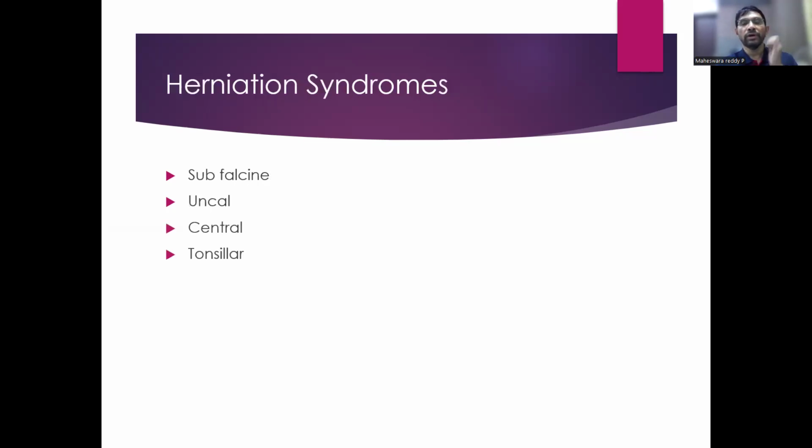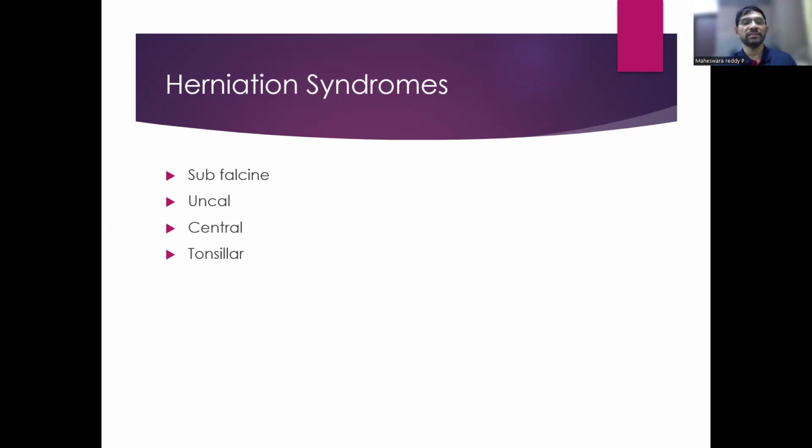If we don't treat the ICP rise, it will lead to herniation syndromes. What is herniation? Herniation is displacement of the brain from the normal position, leading to compression of the vital centers, the brainstem. It may lead to death also. There are 4 types of herniations normally: subfalcine, uncal, central herniation, and tonsillar herniation. These are very dangerous. These are late signs of increased intracranial pressure.